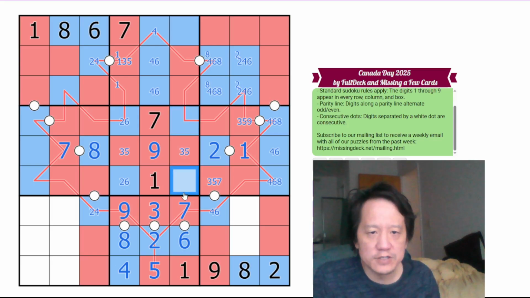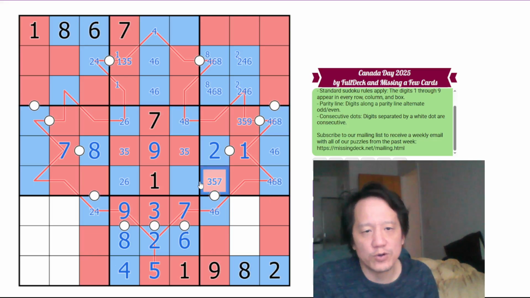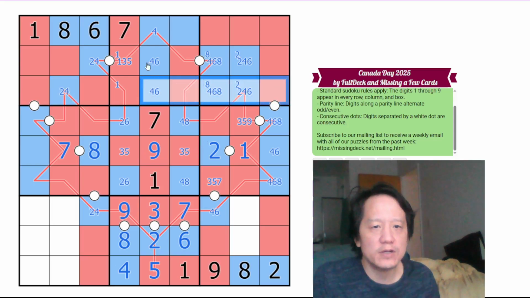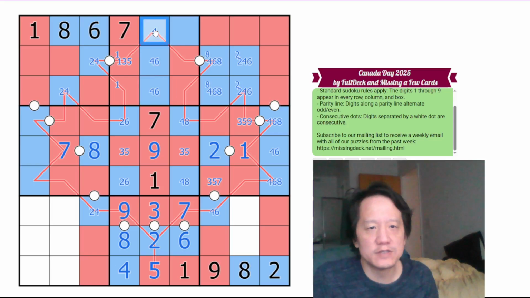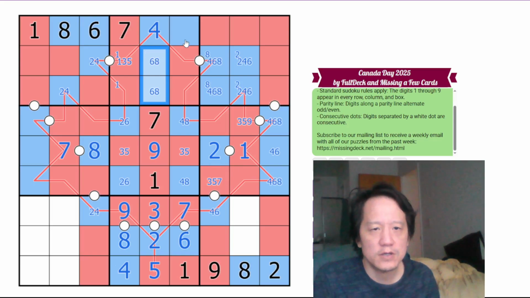The remaining digits in the even cells in the central box are 4 and 8. Okay, this is 2 or 4. Okay, so one of these has to be 8. This has to be a 4, 6, 8 triplet then. This can't be 2, 6, or 8, so that makes this 4. None of these can be 4. This becomes a 6, 8 pair. That leaves this as a 2.